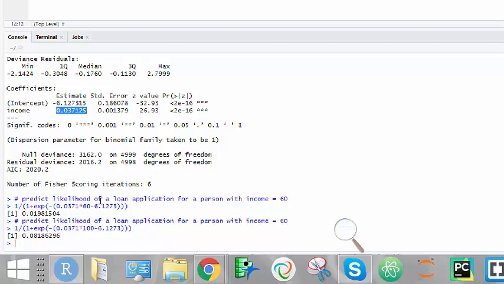Simple rule, ladies and gentlemen, okay? If the slope for the variable is positive, then variable increase results in higher probability of 1. And vice versa is true. The slope is negative, that means higher variable, lower probability of 1. Okay? Positive slope increases the probability, negative slope decreases the probability.